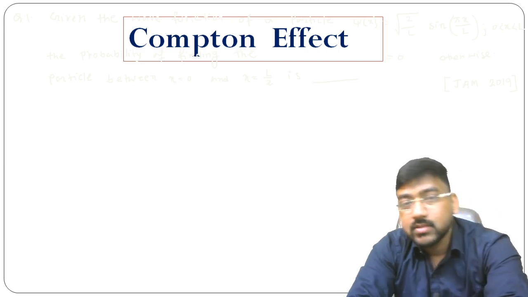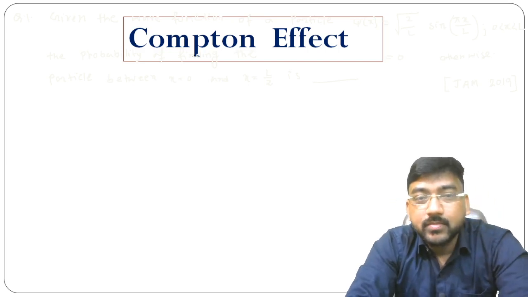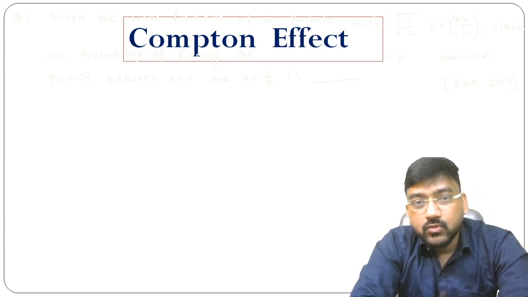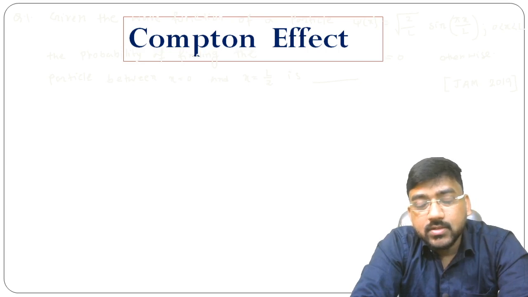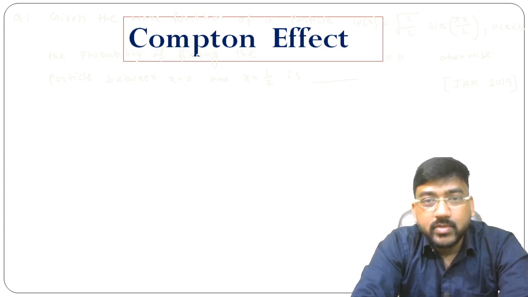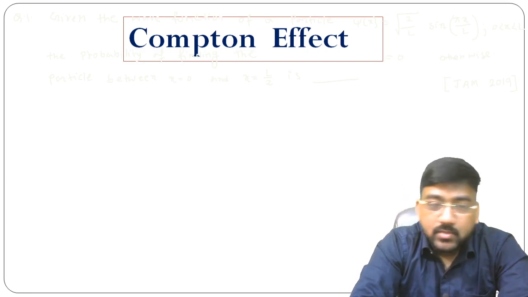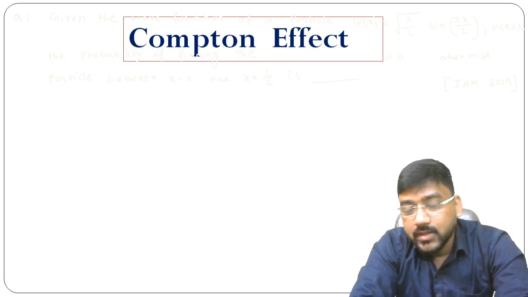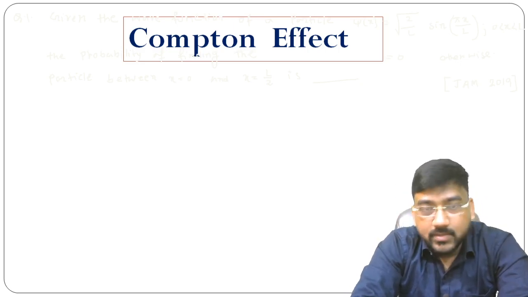In the previous class, if you see the playlist, we discussed the photoelectric effect. The photoelectric effect was the first experiment which proved that waves have particle nature. So radiation has particle nature, that is, the particle aspects of radiation. We have discussed all the things about the photoelectric effect, and now we are going to discuss the second phenomenon, the Compton effect, which also raises its voice in favor of radiation having particle aspects.